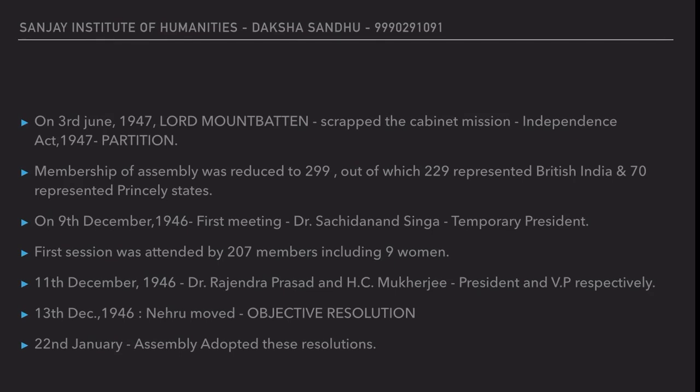The next point states that the Constituent Assembly held its first meeting on 9th December 1946, where Dr. Sachidanand Sinha, the oldest member of the Assembly, was elected as the temporary president till the permanent president is elected. The first session was attended by 207 members, including 9 women. You have to remember this, guys: the first session was attended by 207 members, including 9 women.